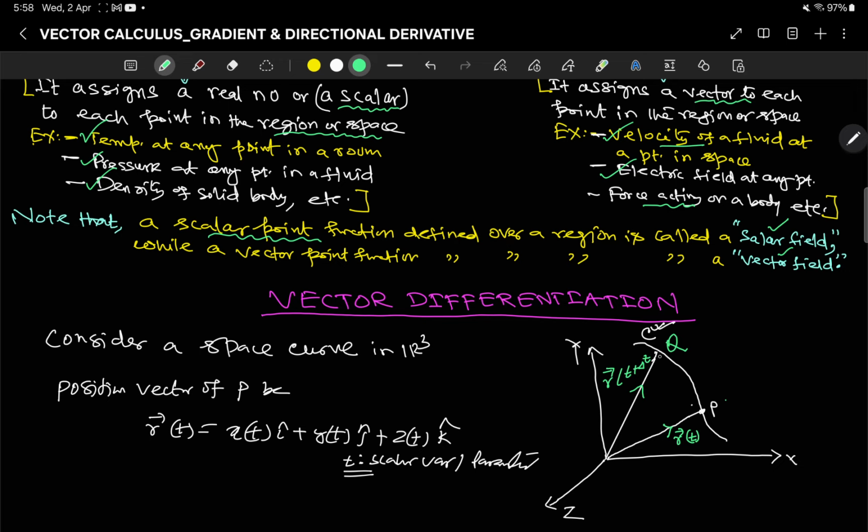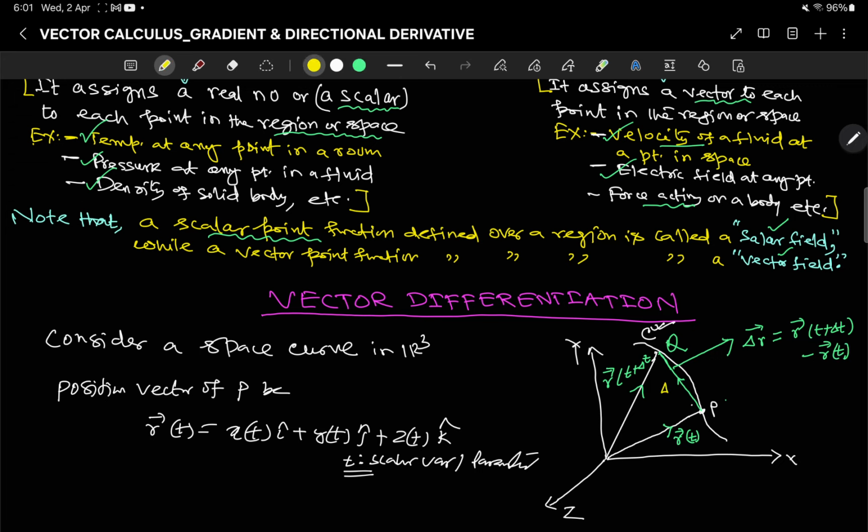Now by the vector law of addition, this chord here is given by the difference of these two. I call it delta r, which is equal to r(t plus delta t) minus r(t).